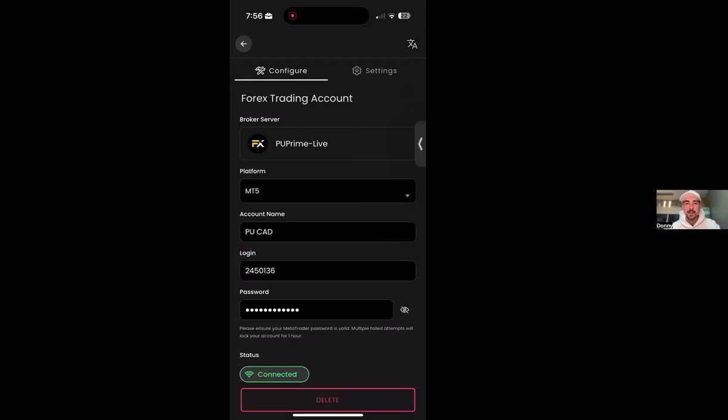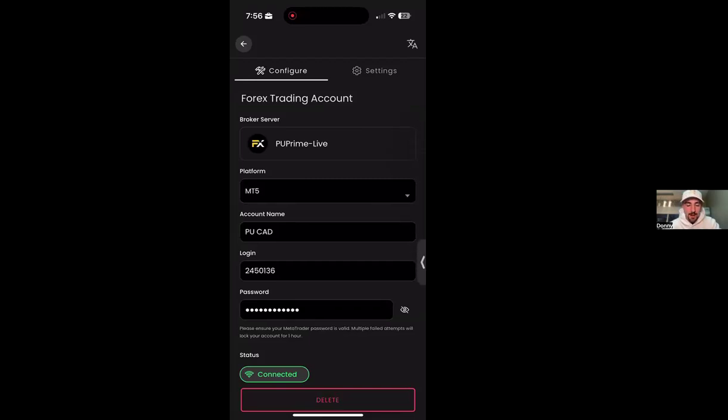You can still access these trade ideas. They just won't be tap to trade ideas. You'll just have to manually copy and paste the parameters, which is one extra step, but there are still phenomenal trades that you're going to want to take advantage of using the global FX ideas, or tap to trade, as we like to call it.